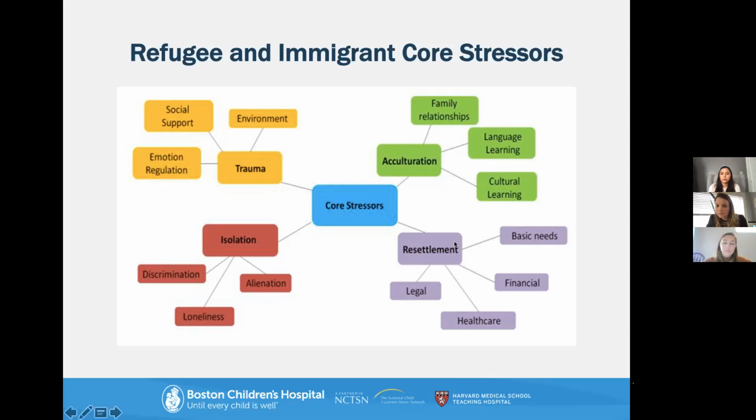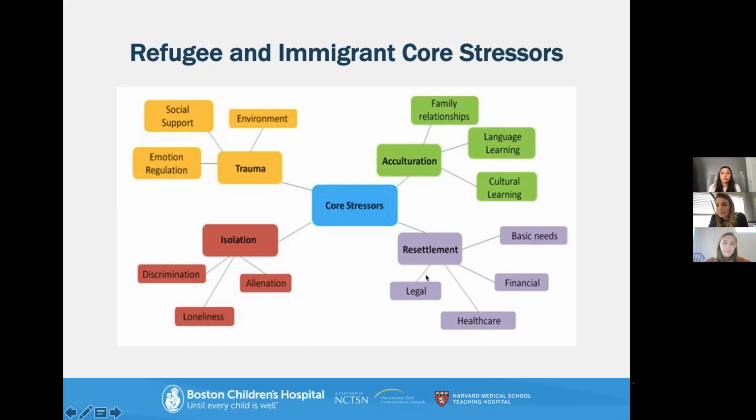One, the resettlement piece here. So thinking about basic needs, finding shelter, finding a school for your child, healthcare, finances. Do I have a job? What are my legal implications? Those resettlement stressors are huge for any immigrant or refugee that arrives to a new community.